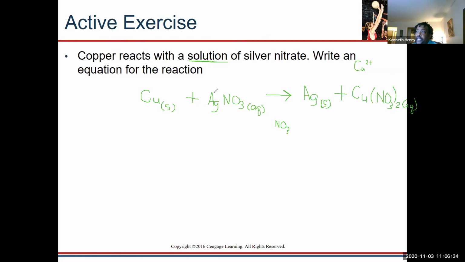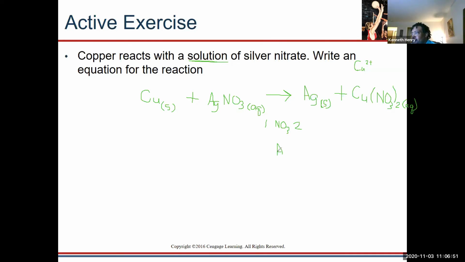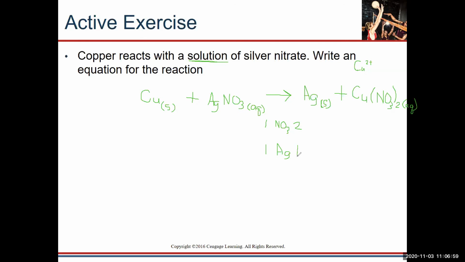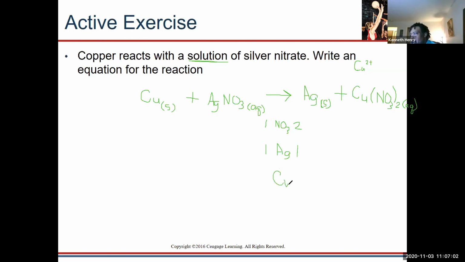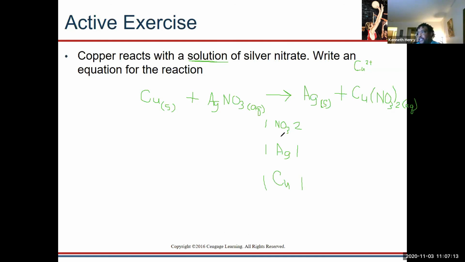So since it's moving together and it's staying together, then we can leave it together. Okay. So how many nitrates do I have on my reactant side? 1. How many do I have on my product side? 2. Okay. How many silver do I have on my reactant side? 1. How many silver do I have on my product side? 1. Copper. How many copper do I have on my reactant side? 1. On my product side? 1. Okay. So my nitrates are not in balance. So what do I need to do to balance out my nitrates?